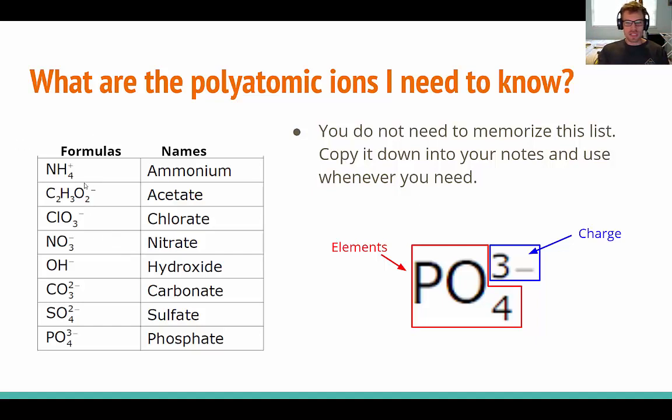Now, when you're looking at this, the elements, that's the P and O, and then the 4 is telling you that there are 4 oxygens. The charge is right here. And that's going to tell you what you need to know when we start to write the formulas, very similar to when you were writing formulas for ionic compounds, where you had like potassium with a +1 charge, chlorine with a -1 charge. That charge here is going to be important for figuring out how to write the formulas. So again, make sure you write down this list. That way you can always come back and reference it.